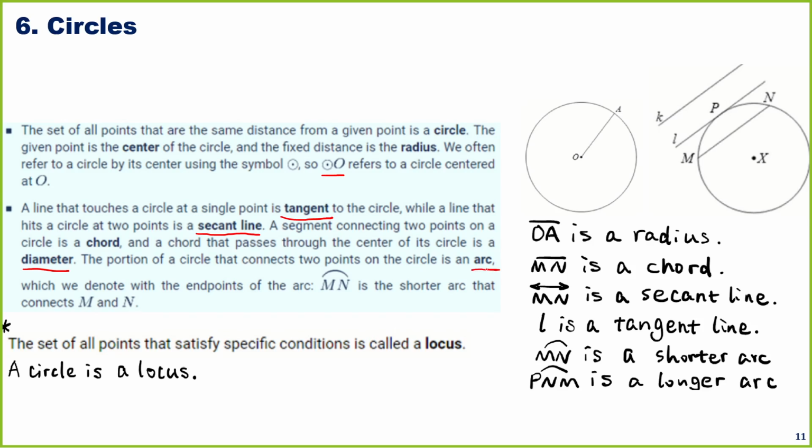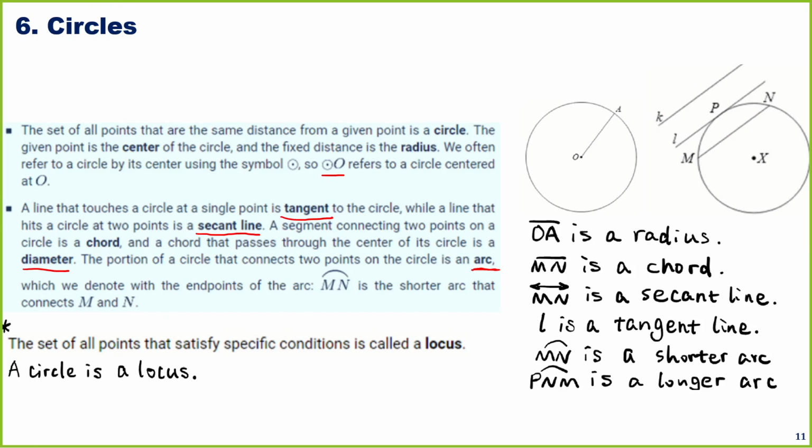Okay? There are many trivial concepts. Be careful with this concept here, which we denote with endpoints of the arc MN if it's a shorter arc that connects M and N. The set of all points that satisfy specific conditions is called locus, and a circle is a special case of a locus. Okay, we'll use the diagram on the right to illustrate this concept here. So suppose we have a circle here, circle O, and some lines K, L, and MN. MN is actually a segment.